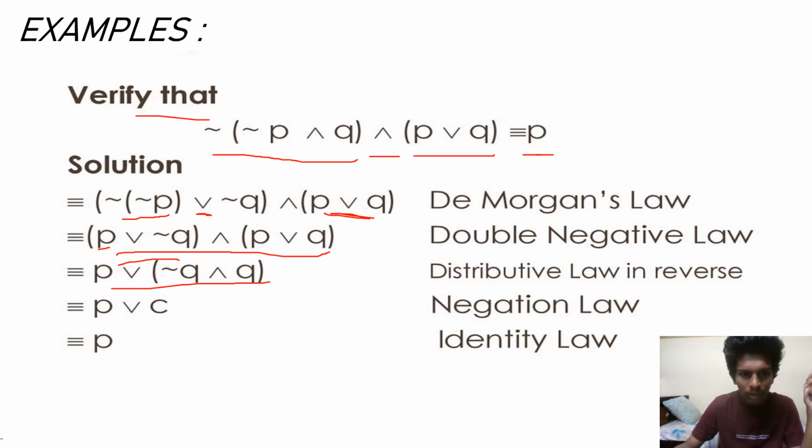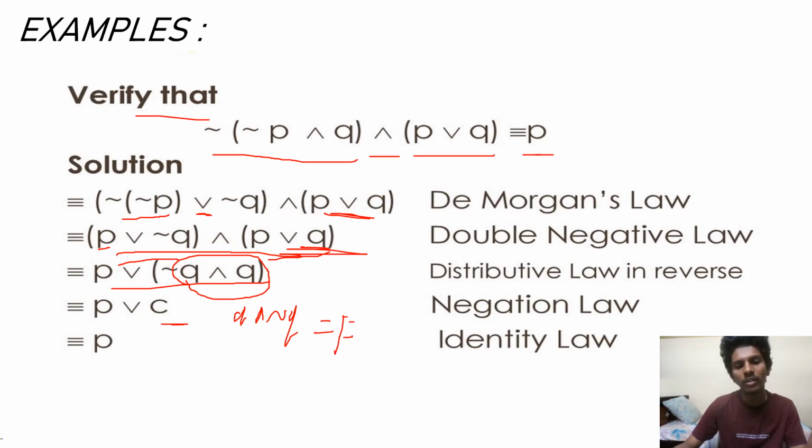Next, P or Q will give P or Q. The distributive law, in simple words, you can say multiply. So we have to apply the distributive law in reverse. According to the inverse law, we will get Q and negation Q, which is F, which means contradiction. So in the next step, according to the identity law, P or F, we will get the resultant as P. Hence proved. If we solve this, we'll get P as the resultant answer.